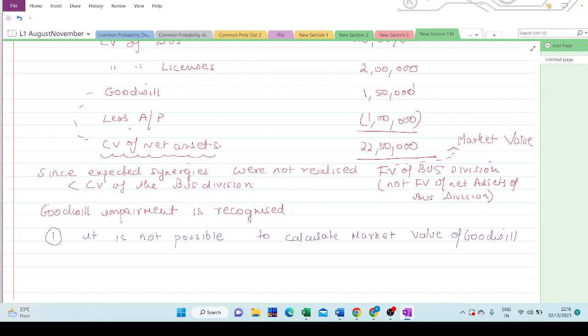We cannot calculate the market value of goodwill. Because goodwill cannot be separated from the business, right? So we cannot calculate the market value of goodwill. And the second thing, a very important thing, is that goodwill does not generate any cash flow. That is why we are testing for impairment at the cash generating unit level. We are not testing for impairment at the goodwill level.